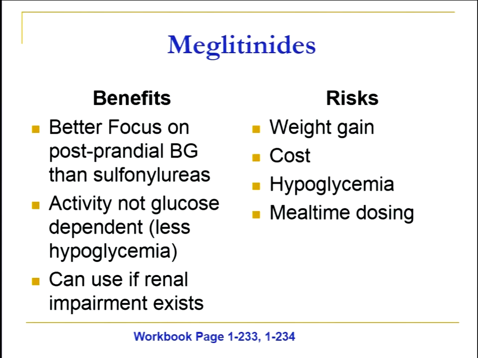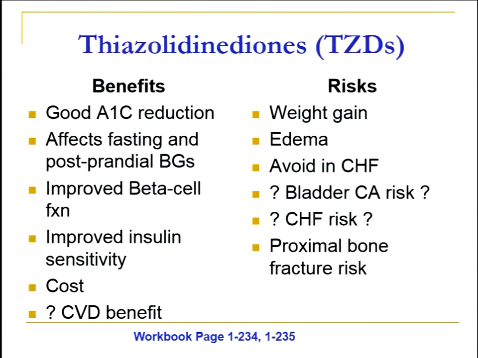Meglitinides work very similarly to the sulfonylureas, with a very similar mechanism of action, slightly more rapid onset and more rapid offset. So the risk for hypoglycemia, while still there, is a little bit less, and they're very focused on postprandial hyperglycemia as well. I like them for patients who have significant postprandial issues. It's kind of like my bolus insulin in a pill. But you've got to dose them at mealtime. There still is a risk for hypoglycemia. They can cause weight gain just like the sulfonylureas, and they cost a lot.